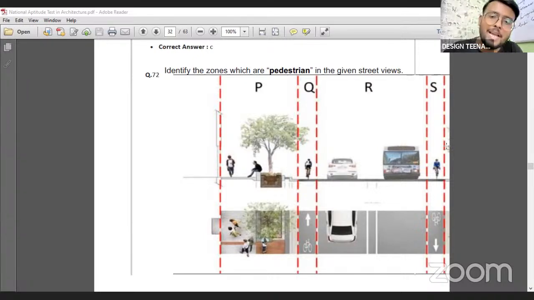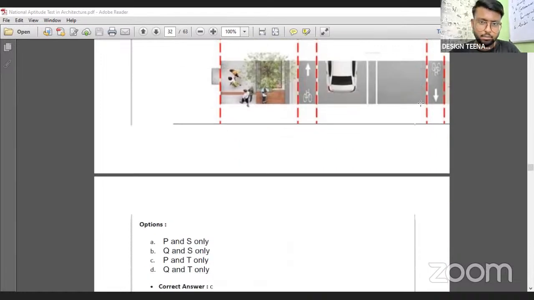Q and S, is it possible? No, they are breaking the rules. They are walking on the road. It's a cycling zone. In India, we don't have that, but in other countries there is a bicycle lane or cycle lane which is always there. So this is a cycle lane that is clearly visible to you. If it's a cycle lane, how can it be a pedestrian zone? What is there in P? T is the same thing on that side. So P and T is the correct answer.